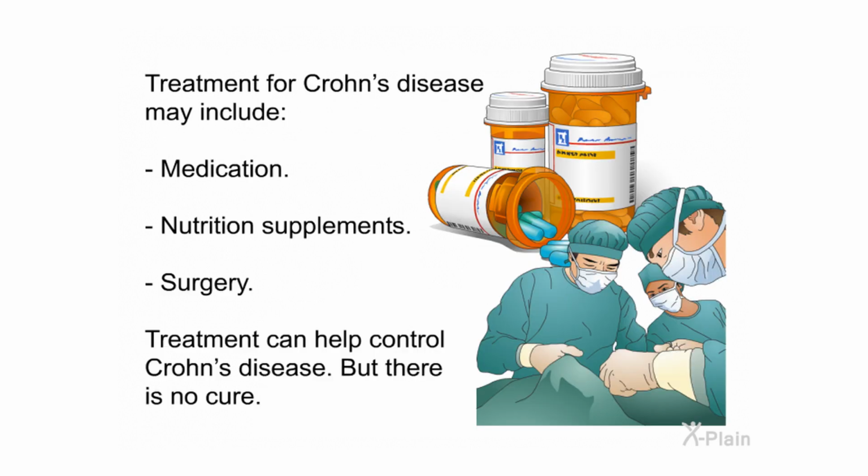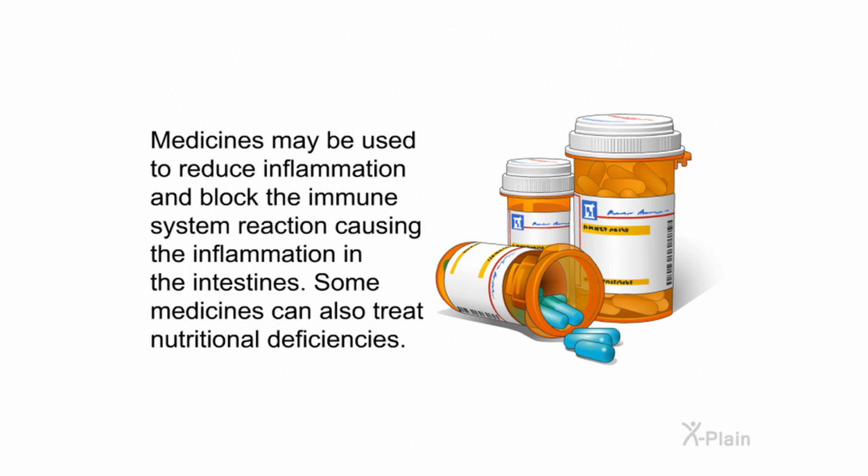Treatment for Crohn's disease may include medication, nutrition supplements, surgery. Treatment can help control Crohn's disease, but there is no cure. Medicines may be used to reduce inflammation and block the immune system reaction causing the inflammation in the intestines. Some medicines can also treat nutritional deficiencies.